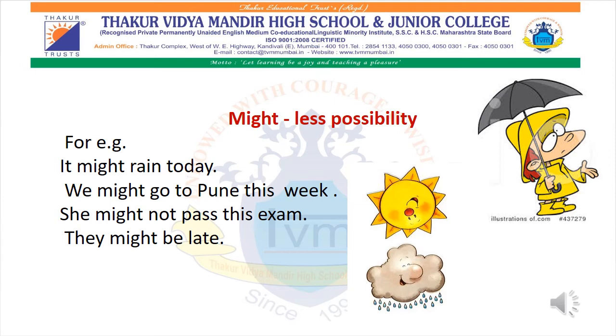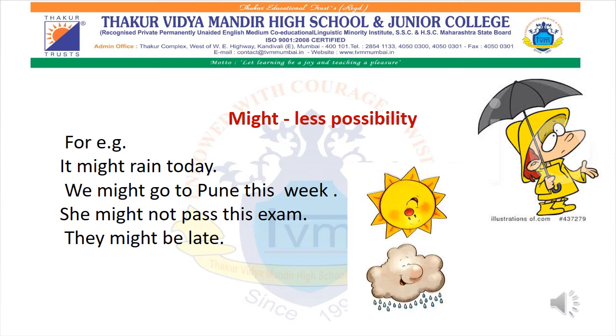In the next sentence, we might go to Pune this week. We are not sure, but we are planning. Okay, we might go. She might not pass this exam. Less possibility, since she might not be studying, so we can say that she might not pass this exam. Then, if you're going for a trip and your friends are late, and if your teacher asks where they are, what response do you give? Think, come on, think what response you give.